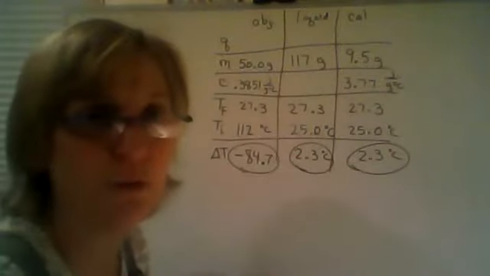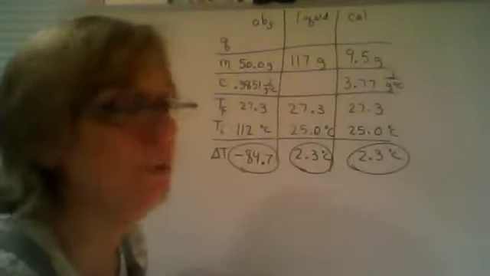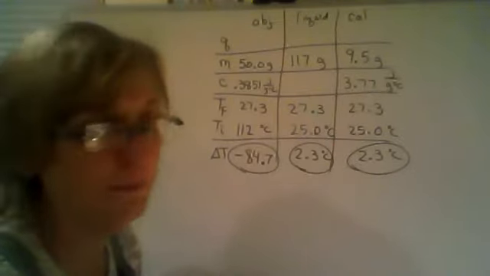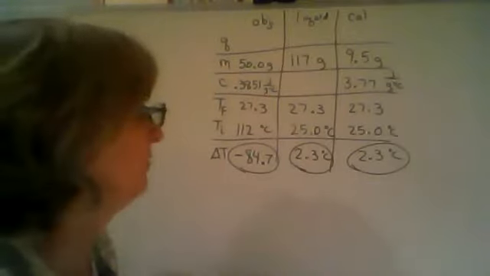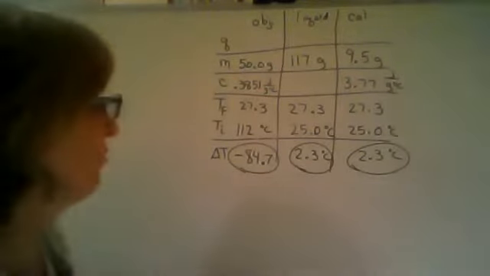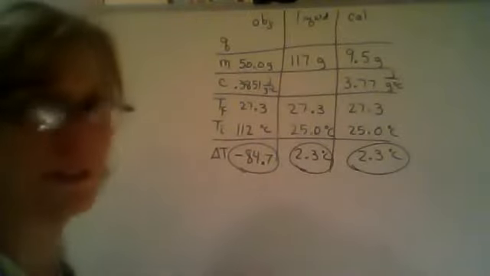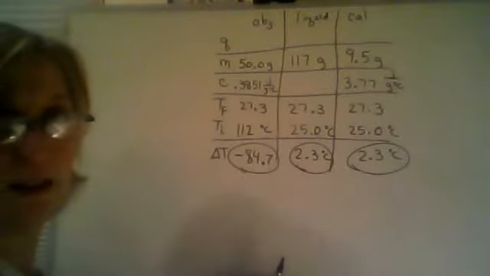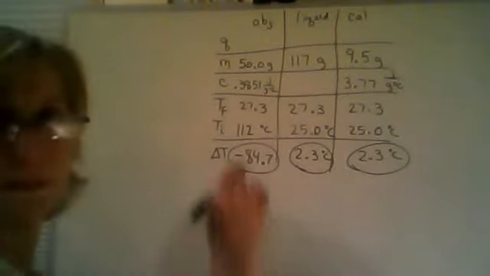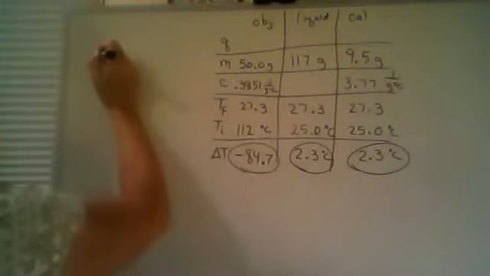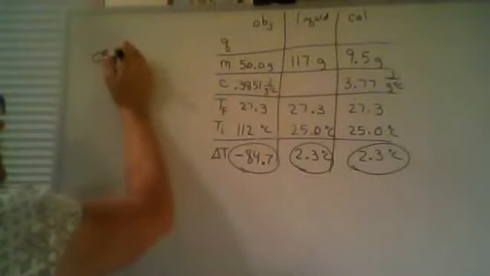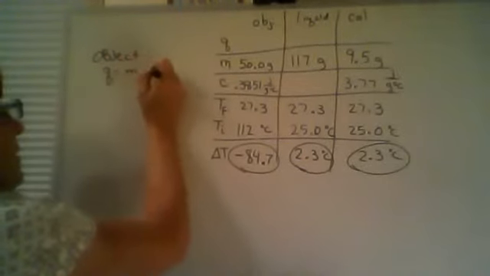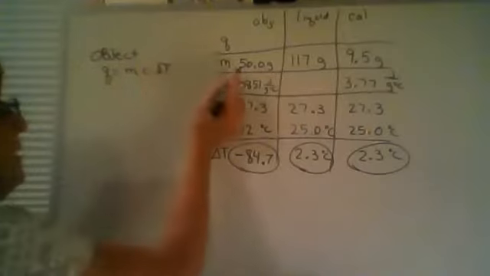We have to use Q equals MC delta T for all three, basically all three columns. So let's just start working, I guess. Let's start with, I'm trying to see what the easiest place for you to see. Let's start back over here. We're going to say the object, Q equals MC delta T.